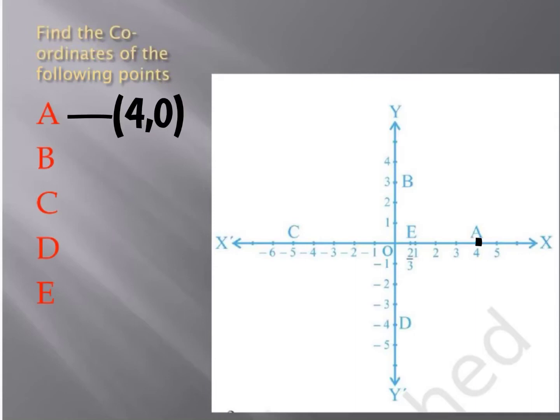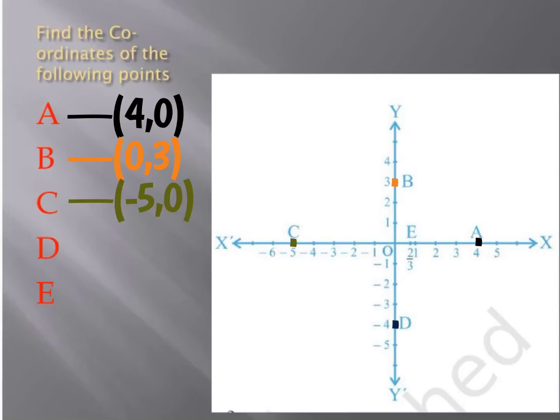Next is point B. Here point B is lying exactly on the y-axis at 3. So its x coordinate is 0 and y coordinate is 3. So point B is represented by the ordered pair (0, 3). Next is C. Now students, here you can see that point C is lying on the x-axis at -5. So its x coordinate is -5 and y coordinate is 0. So C is represented by the ordered pair (-5, 0).